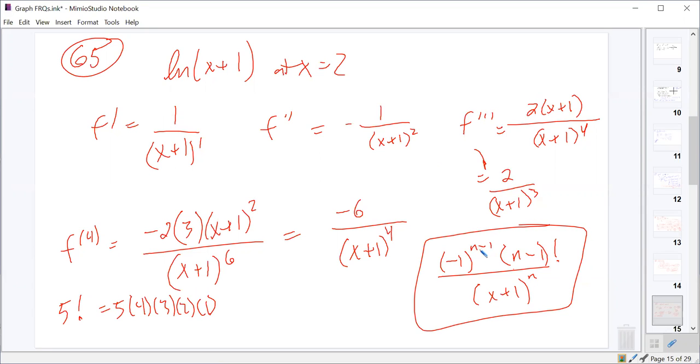And like I said, that is negative 1 to the n minus 1, could have been negative 1 to the n plus 1, just depending on how you wanted to write it. And we're evaluating this at x equals 2. So this denominator should just be 3 to the n. So it should be negative 1 to the n minus 1, times n minus 1 factorial, over 3 to the n, which looks like that's choice C. I would be really surprised, again, if they asked you to do something like that on the AP test. Does that make sense? Any questions on that one?